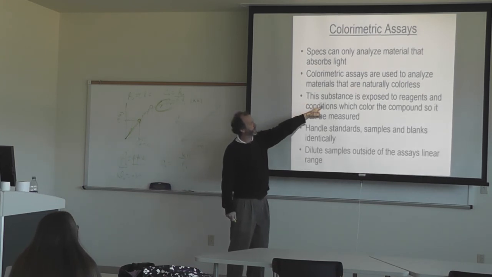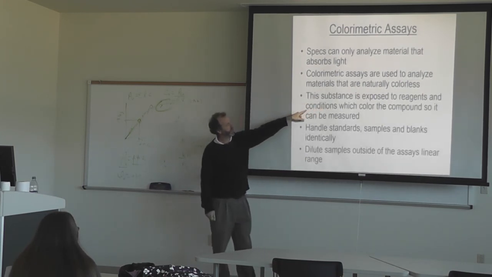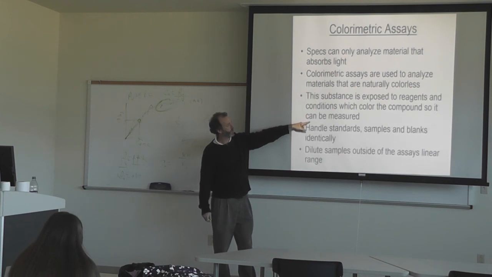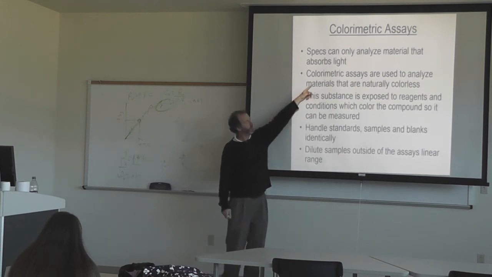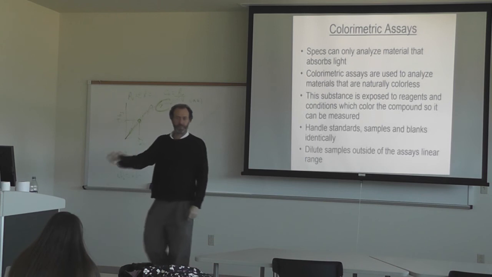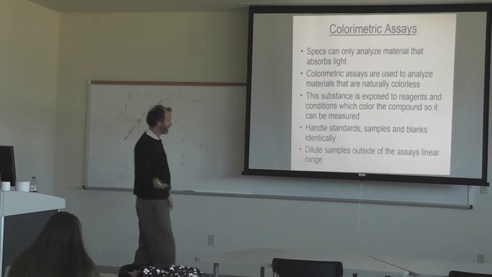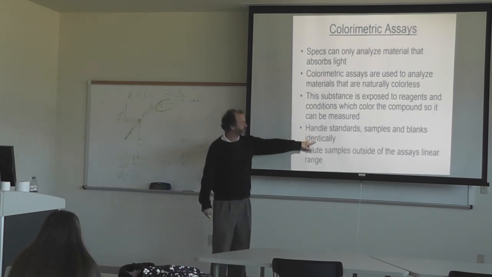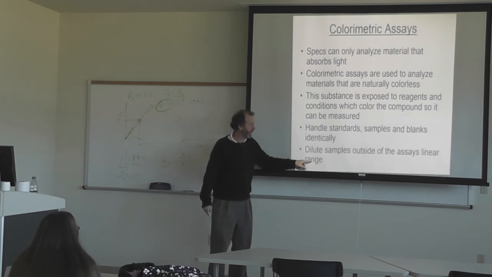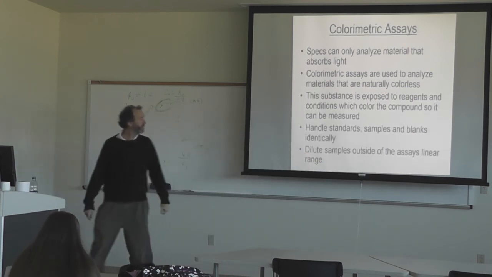And this substance is exposed to the reagents and the conditions so the compounds can be measured. So we use colorimetric assays to give color to something that we normally couldn't see, like ELISAs. You handle standards, samples, and blanks identically, and dilute samples that fall outside the assay's linear range.